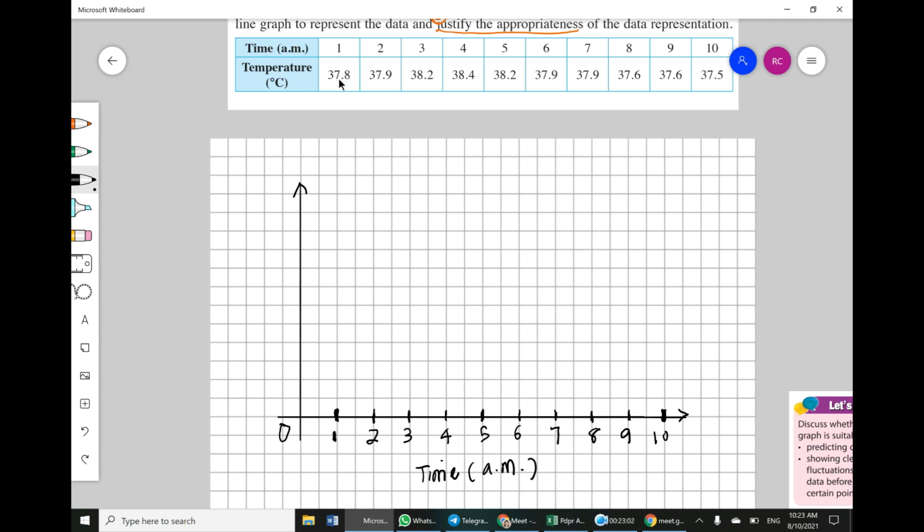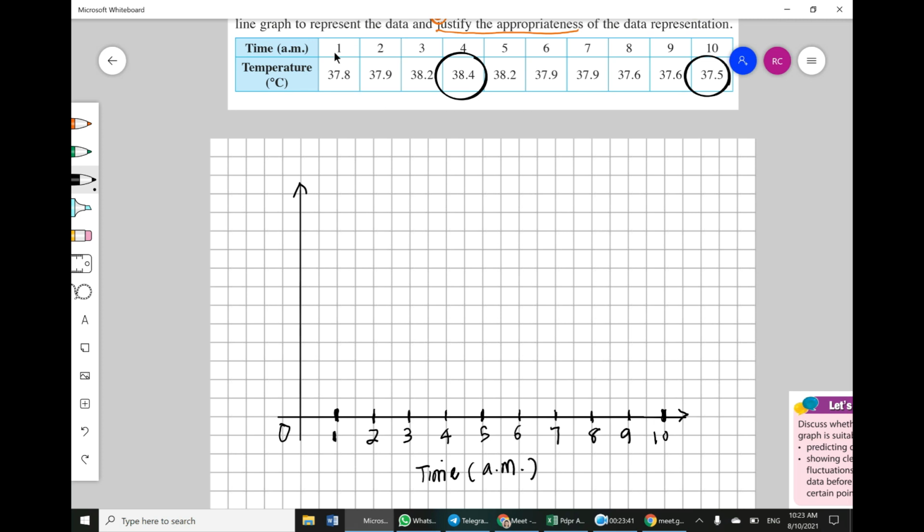So right now we have 37.8, 37.9, 38.2, up to 37.5. Now, can somebody tell me which one is the biggest value? Which one is the biggest value among all? Can you see? 38.4, yes, very good. And then which one is the smallest value? Can you get it? 37.4? No, right? There's no 37.4. 37.5. Yes.